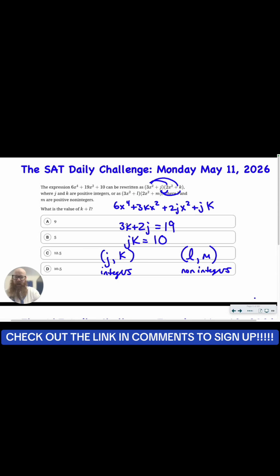Again, to reiterate, I get the same system regardless of whether I use j's and k's or l's and m's. But the j and k were supposed to be integers, so the j and the k must be the (2, 5), and the l and the m are the non-integers, that would be the intersection with 7.5. Actually, it's not going to matter, I thought we were going to use the 1.3 repeating, but we won't because we want k plus l. So k is 5, l is 7.5, and if I add those together, I get 12.5.